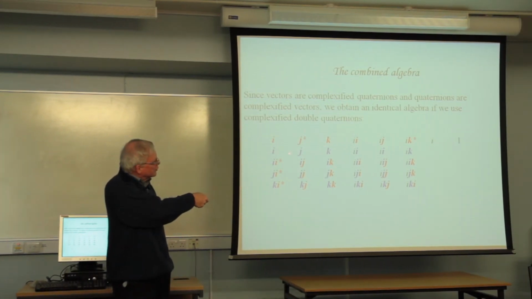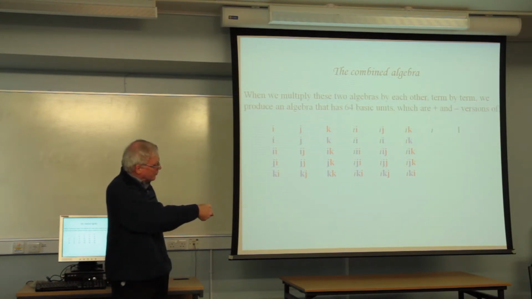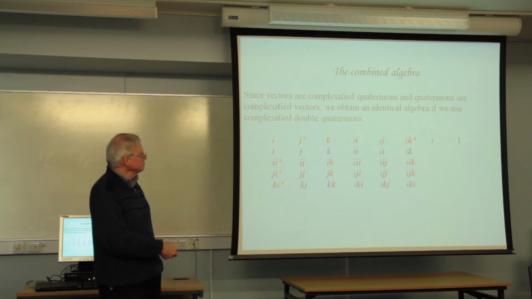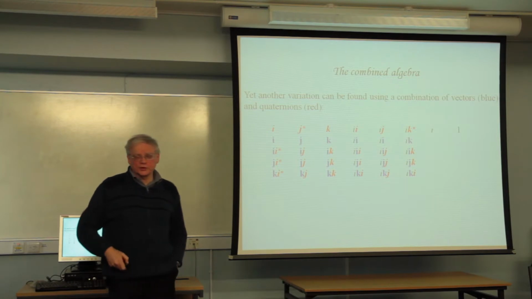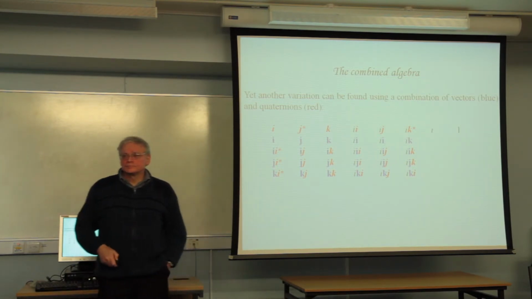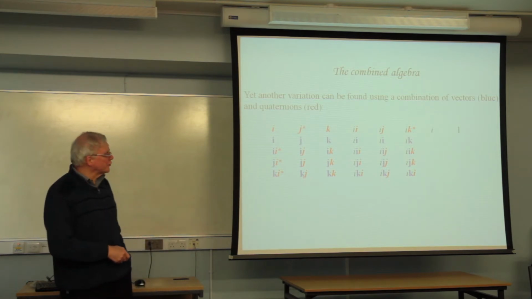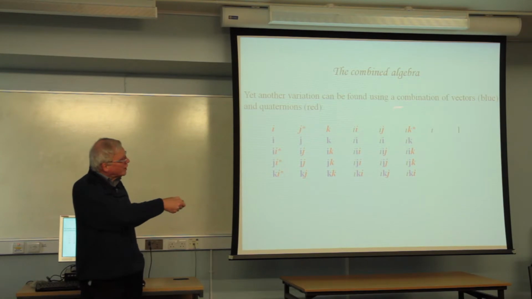This is two lots of quaternions. It doesn't make any difference because I've got complex numbers there, so I will get the equivalent to that from that. I can also do it using one set of vectors and one set of quaternions, as long as I've got the complexity there. Okay, so those three versions are exactly the same. In fact, this is the one I am most interested in, but those three are the same.